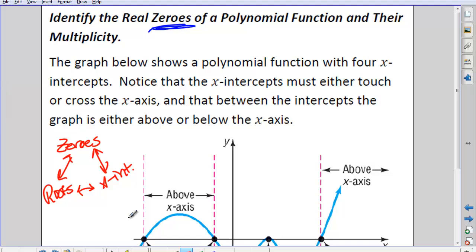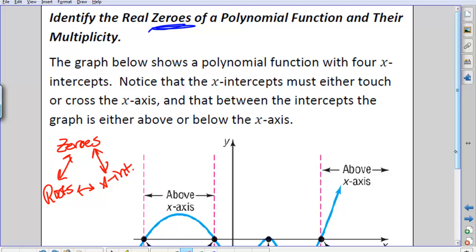So when I say identify the real zeros of a polynomial function, I can also say identify the x-intercepts of a polynomial function, or I could say to identify the roots of a polynomial function. Those three terms mean the same thing. If you can understand that, it's going to help you a lot when you go to work the homework in this section, and in some other sections that are yet to come.